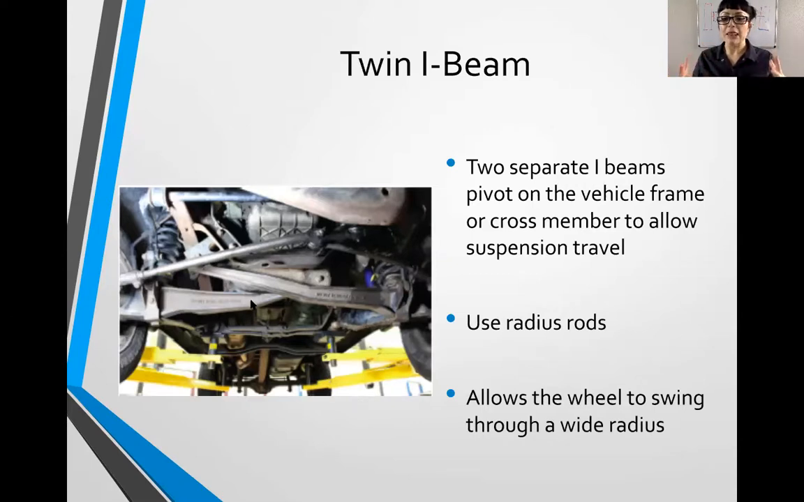This design allows for a lot more travel, which is why they used it. It allows the wheel to swing through a wide radius because those arms are so long. And they call them I-beams because if I cut that arm in half and looked at it, it's skinny in the middle and has sort of two top halves, so it looks like an I. Now, again, these are not A-arms, so they need to use some sort of rod to control that front and back movement, so they do use radius rods.